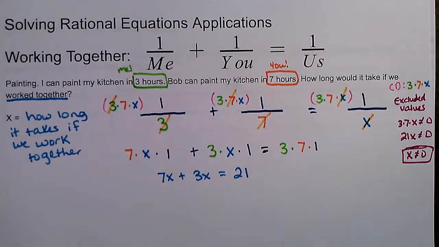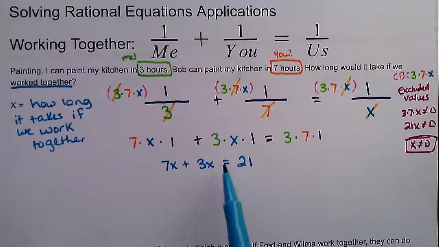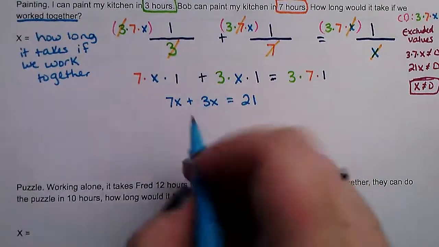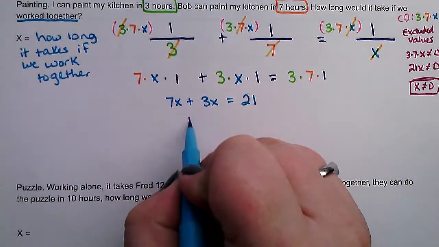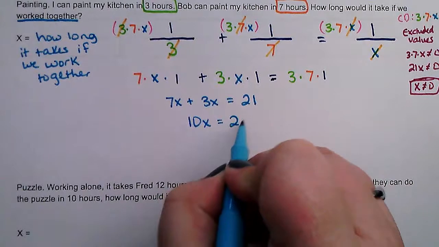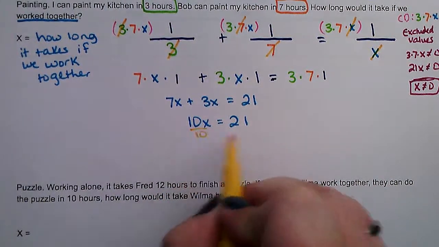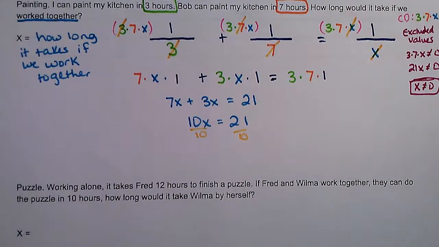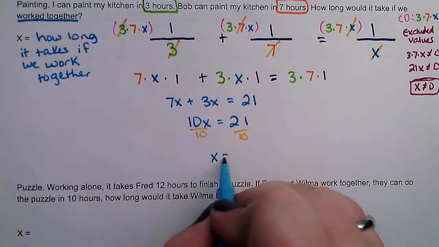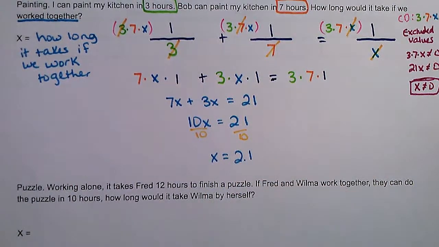So now we see what we need to do to solve this. It looks to me like we need to combine like terms. So 7x plus 3x is 10x. 10x equals 21. Now I need to divide by this coefficient. So x equals 2.1. So what does that mean?